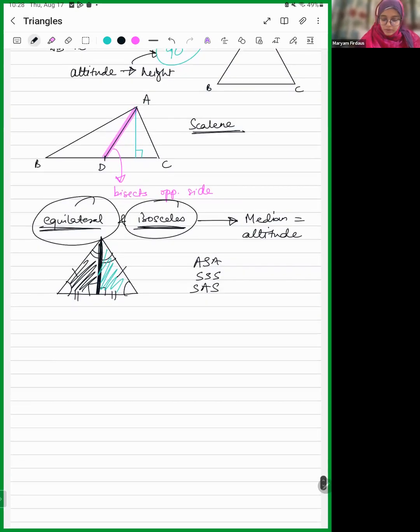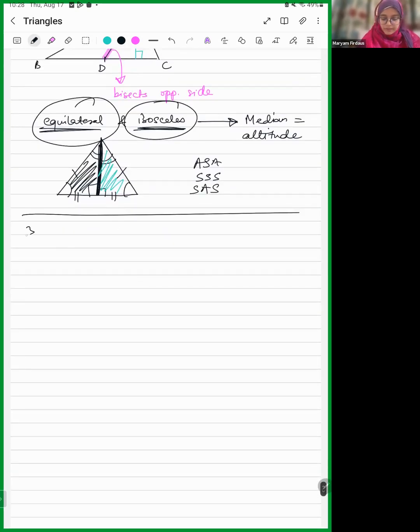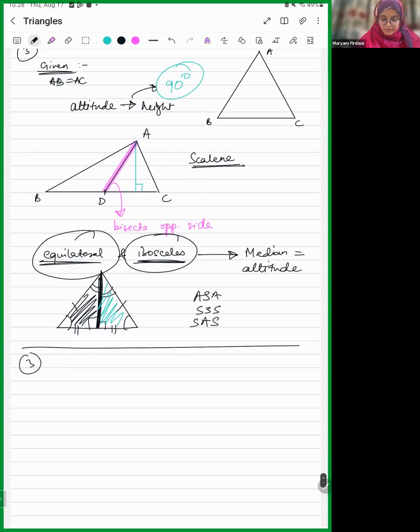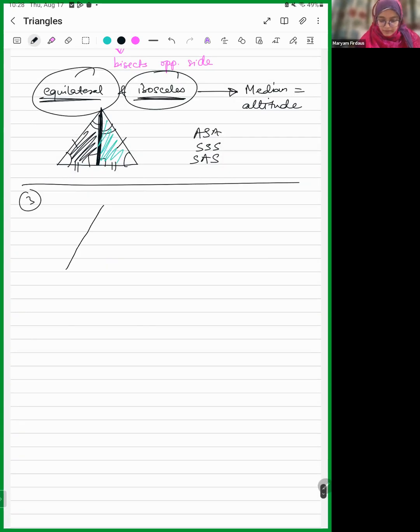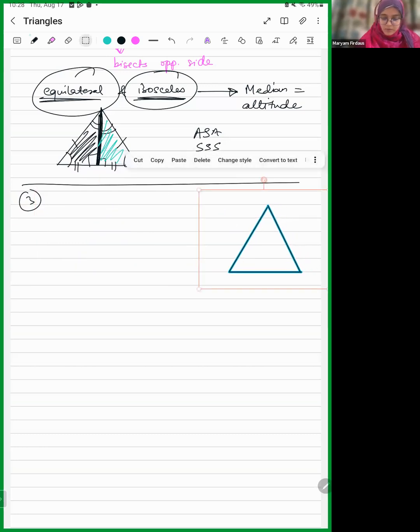I'm just going to draw that again. Question number 3. Please keep writing this simultaneously in your notebooks. So this is ABC, and it's given to us that AB equals AC.